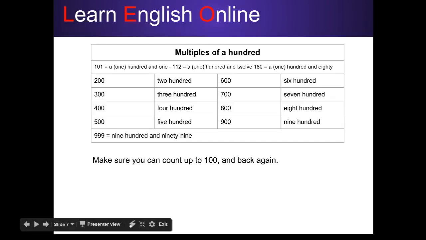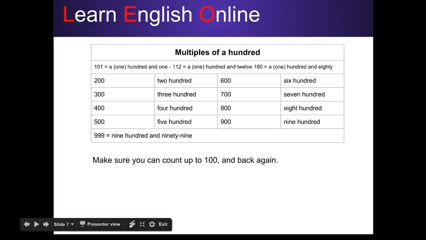So you're adding to the 100 all the numbers you've already learnt, up to 99. After 199, you get 200. So that's 100 times 2, 200. 300, 400, 500, 600, 700, 800, 900.